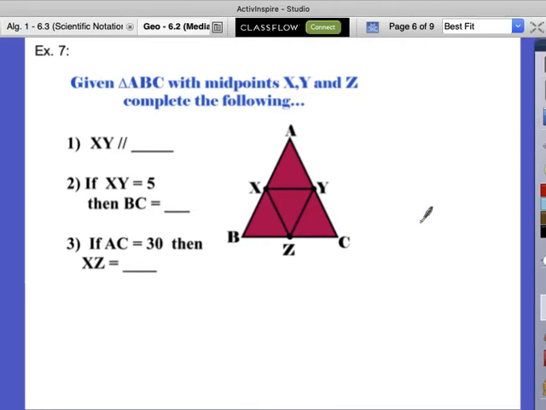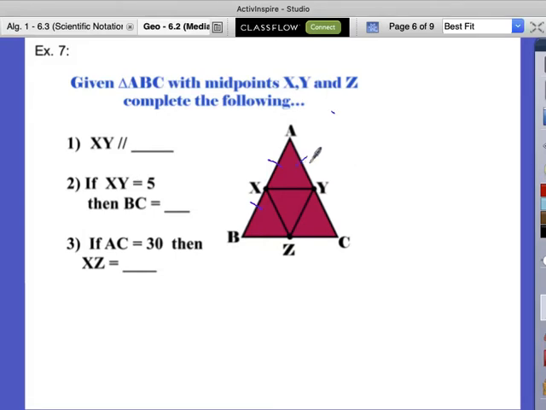It's so hard. Given triangle ABC, we have this triangle ABC. And what are we told about this triangle? Midpoints X, Y, and Z. We're told X, Y, and Z are midpoints. Okay, so if X is the midpoint, what do we know about AX and BX? They're congruent to each other. One tick mark. What else can I mark on here right now?